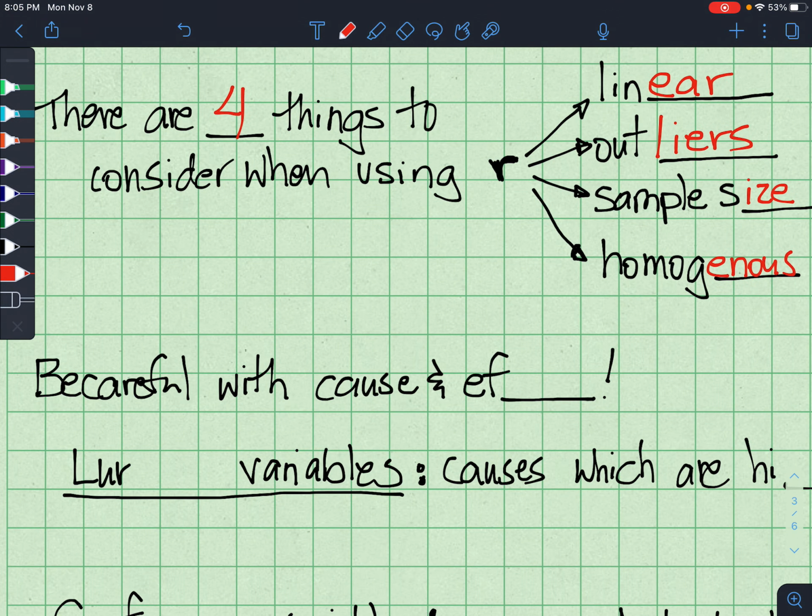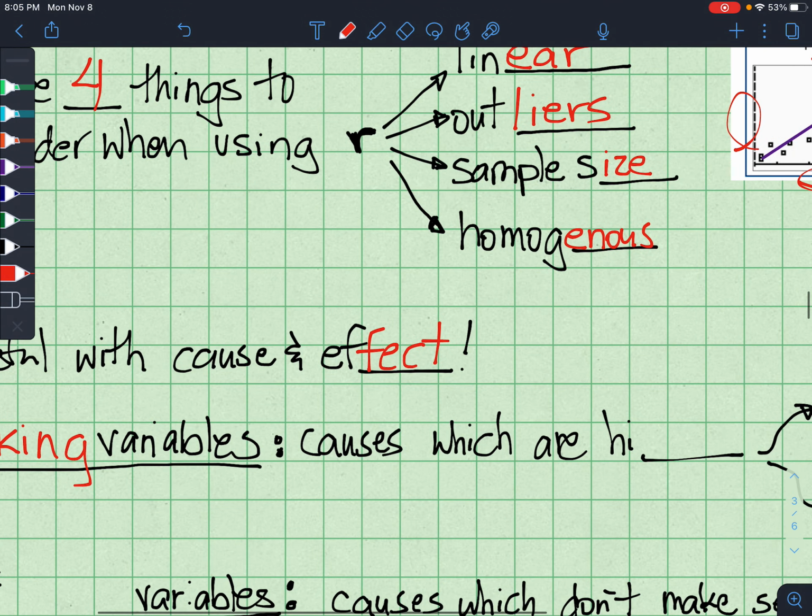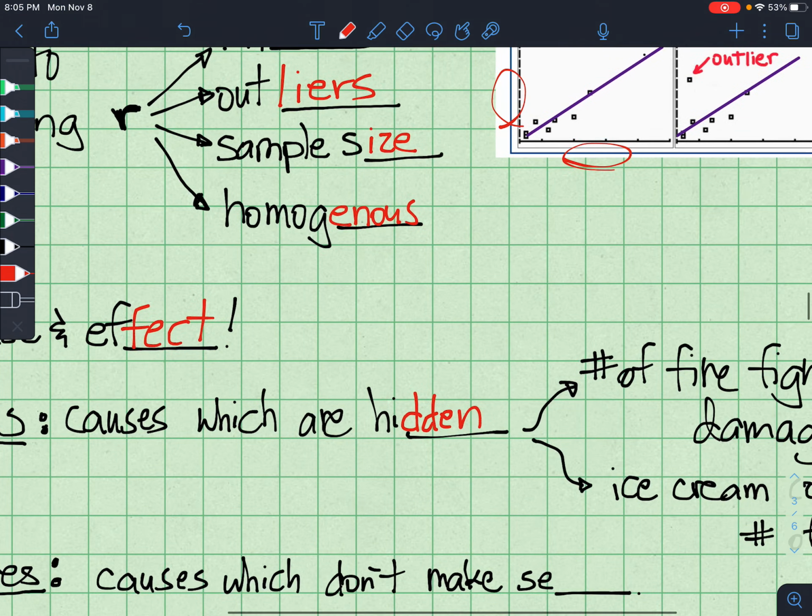Finally, even when we've looked at all those things, we must be careful at looking at cause and effect. Item number 1, we never know when there is a lurking variable. What is a lurking variable? It's a creepy variable. It's one which is hidden, and we don't necessarily see it.